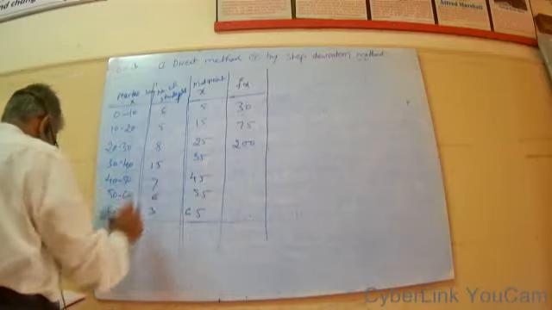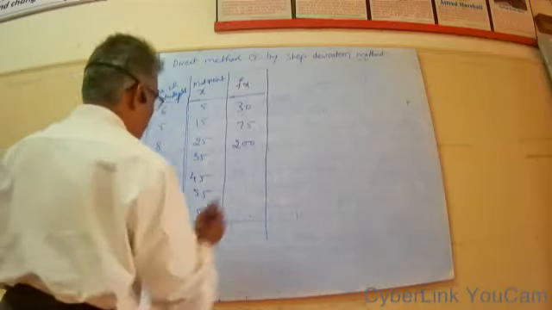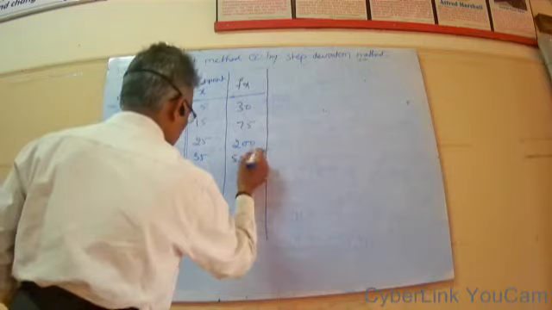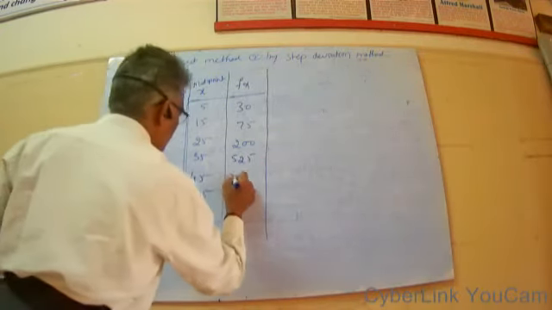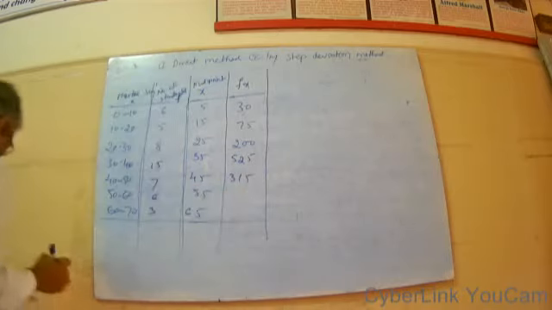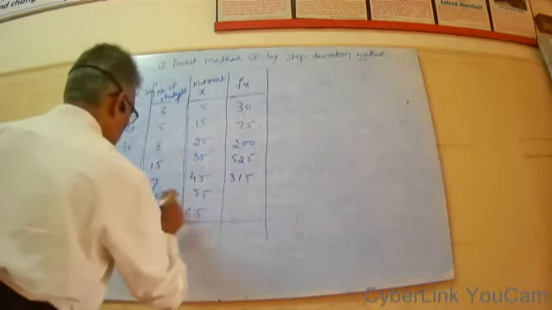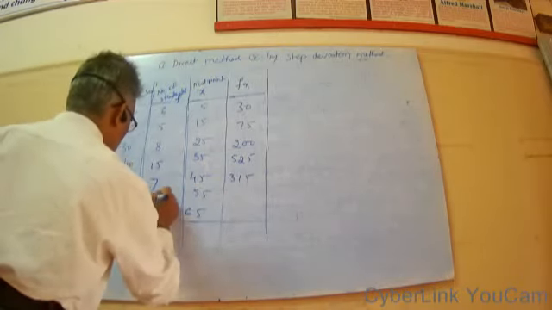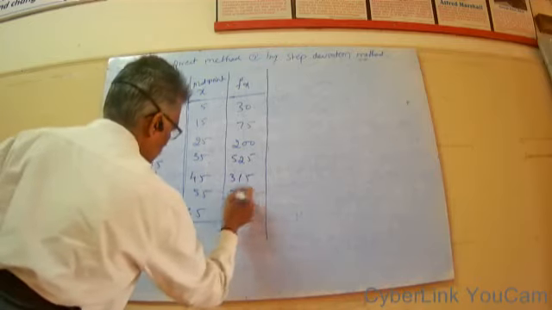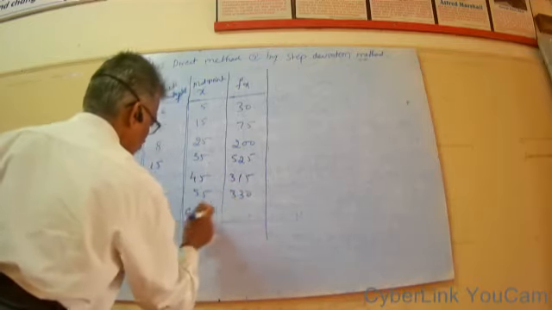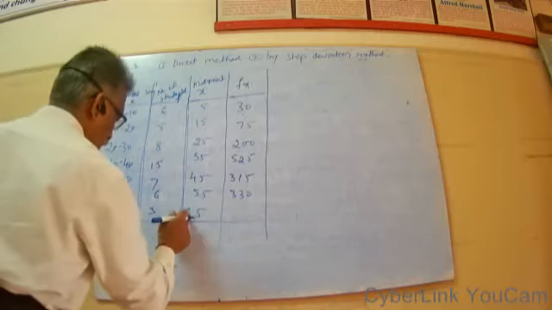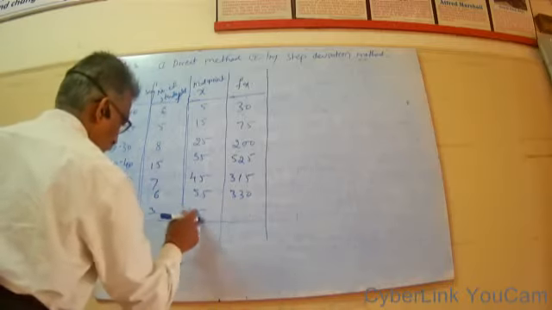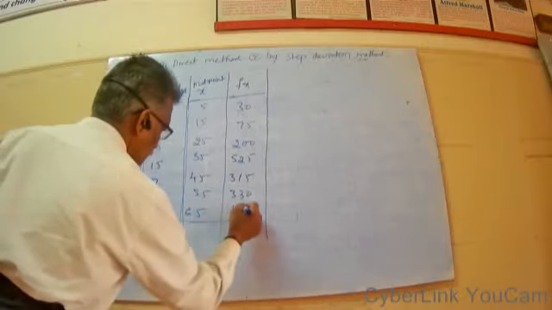525. 45 into 7 is 315. And 55 into 6 is 330. 65 into 3 is 195. 60 into 3 is 180, 180 plus 15 is 195.